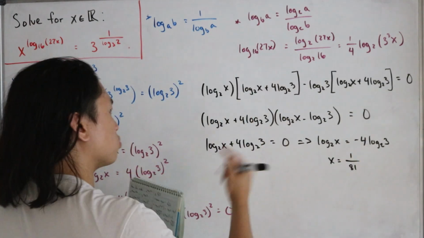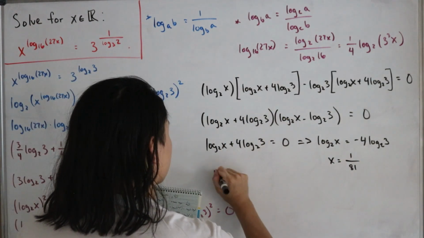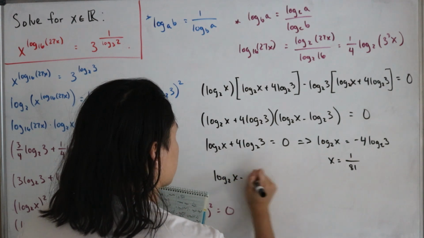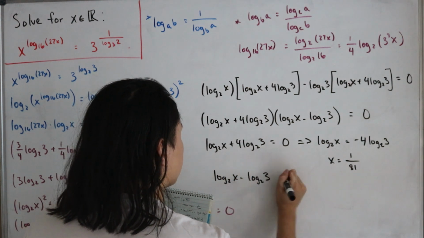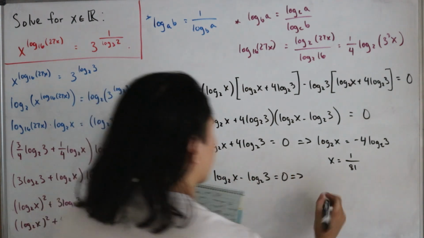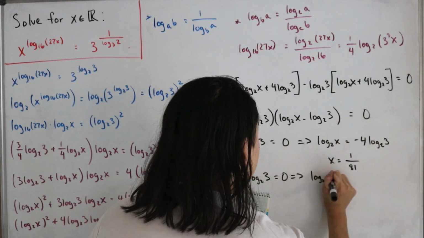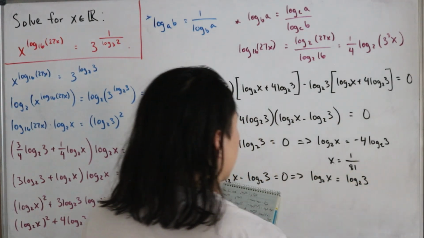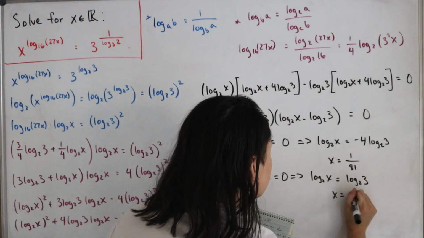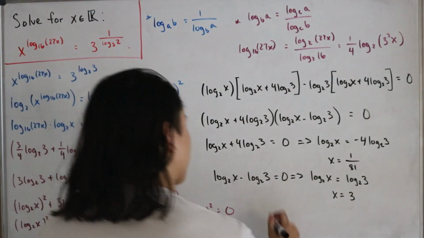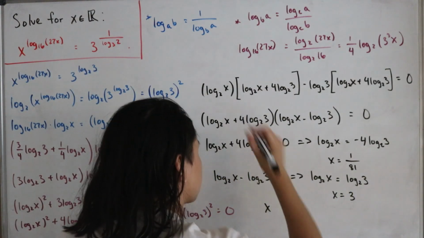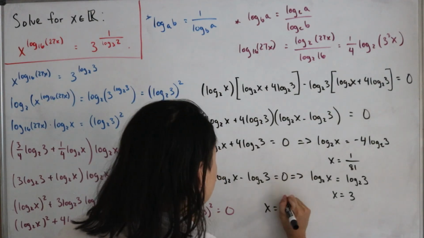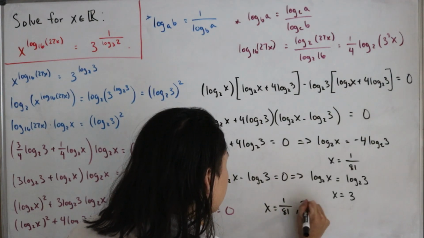All right, so that's one solve. Let's do the other one. So log base 2 of x minus log base 2 of 3 equals 0. Solve that. Log base 2 of x is equal to positive log base 2 of 3, and you'll see that x is simply just 3. So therefore, we found our two solutions that satisfy the given equation we want to solve for: 1 divided by 81, and then 3.